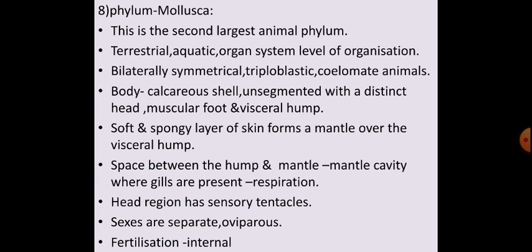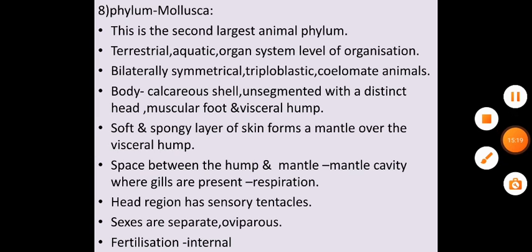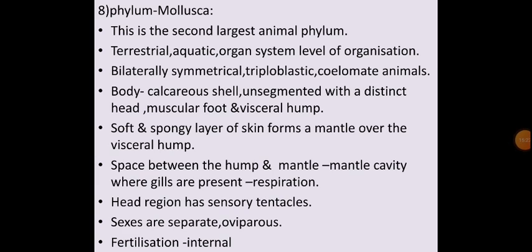In some mollusca, the body is covered by calcareous shell with a distinct head, muscular foot and visceral hump. Then a spongy layer of skin forms a mantle over the visceral hump. The space between the hump and mantle is called the mantle cavity, where gills are present for respiration. And in some mollusks, the head region has sensory tentacles, that is in octopus.